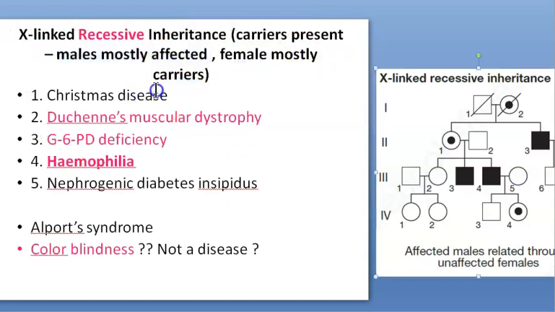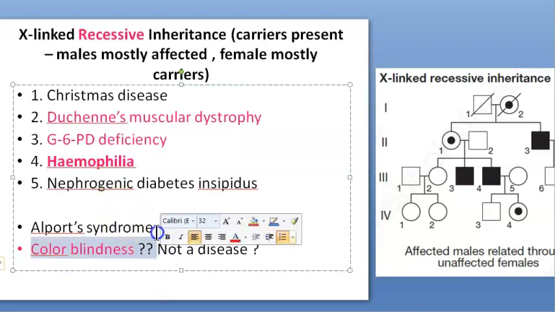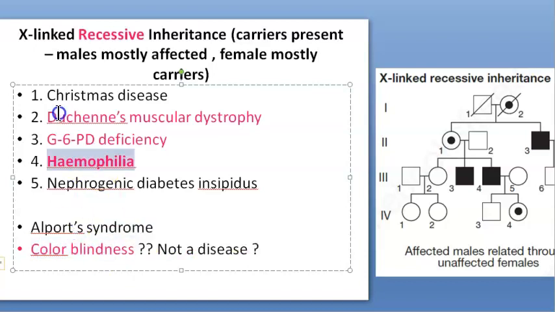So what are the examples of the diseases? You have hemophilia and color blindness. This one at least you should know. Color blindness, hemophilia, the very royal disease. Then you have Duchenne's muscular dystrophy and G6PD deficiency. This much you remember.